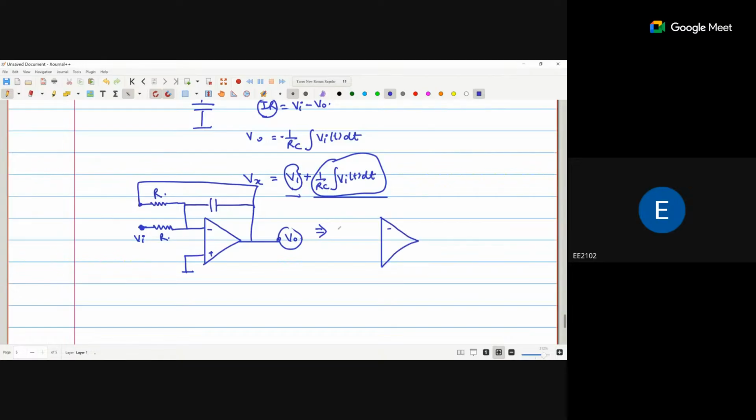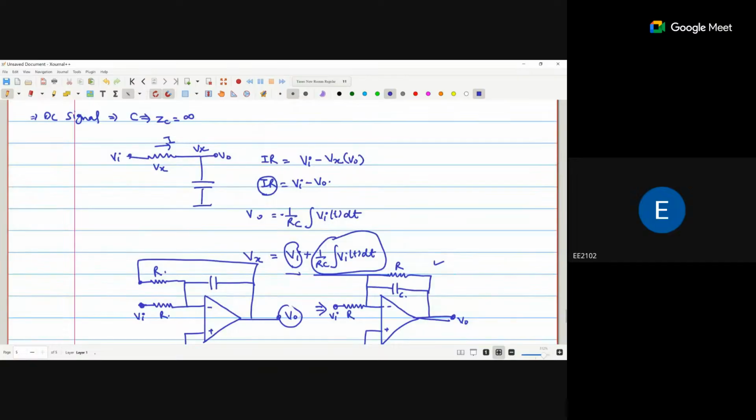this is the minus R, Vi along with the capacitor, and in parallel it is a resistor. That is the V naught, with the plus sign grounded. Vi, that is the R, that is C. Okay. So that circuit is just equivalent to this circuit.